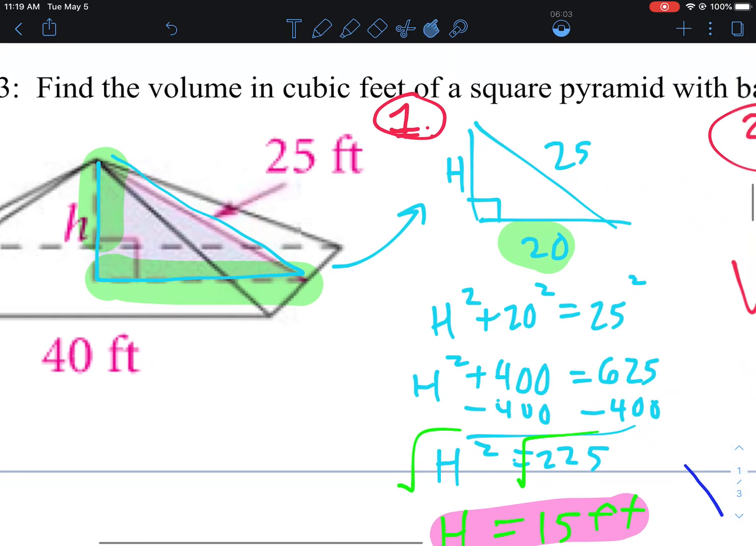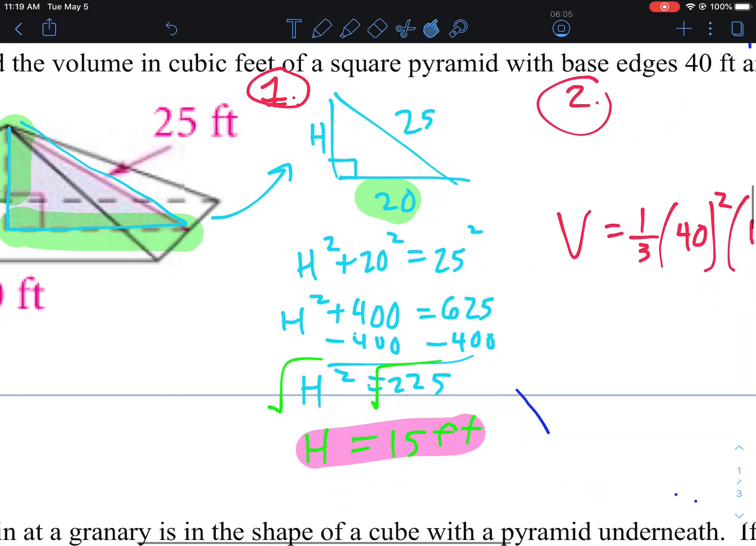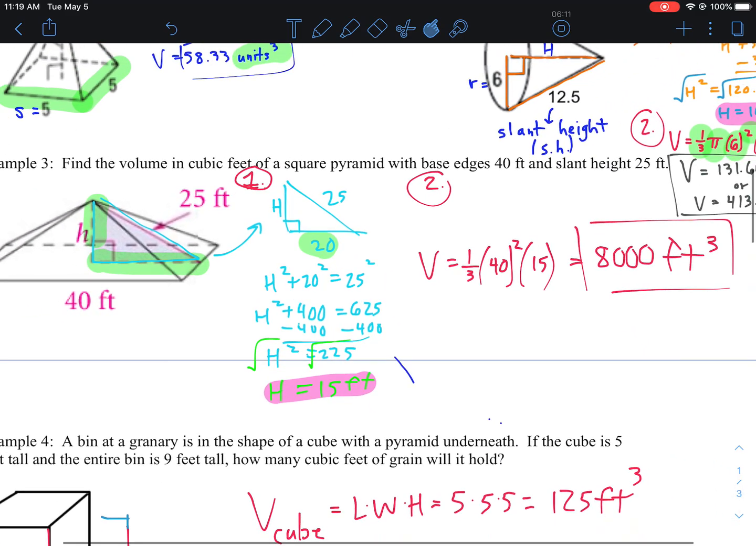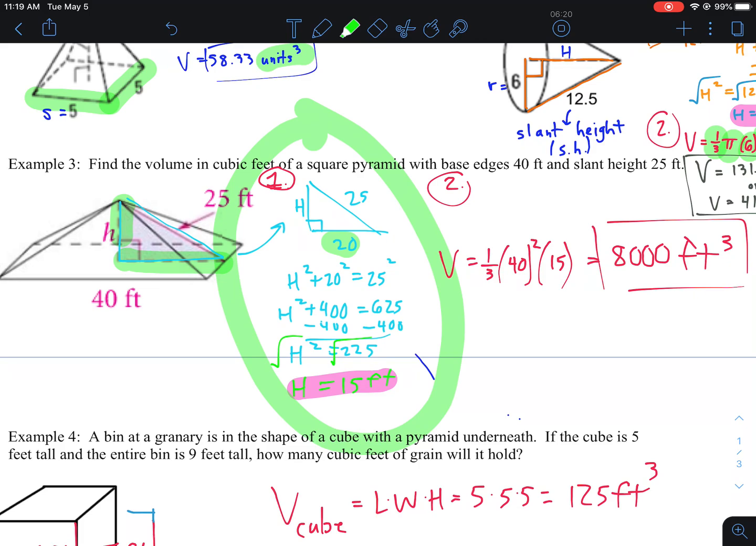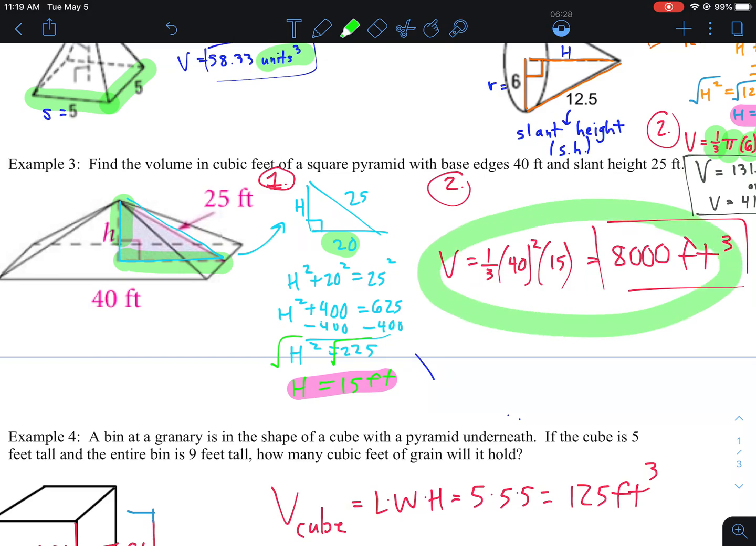Got to do the Pythagorean theorem because we need capital H. So we do the Pythagorean theorem to the side here, and we come up with an answer of 15 feet. And then to find the actual volume, you would do step 2. So I'm going to zoom out a little bit so you can see that. The first thing we did, that's everything right here, is we found the actual height of the pyramid to be 15 feet. And then we plugged that information in here to get an answer of 8,000 feet cubed.